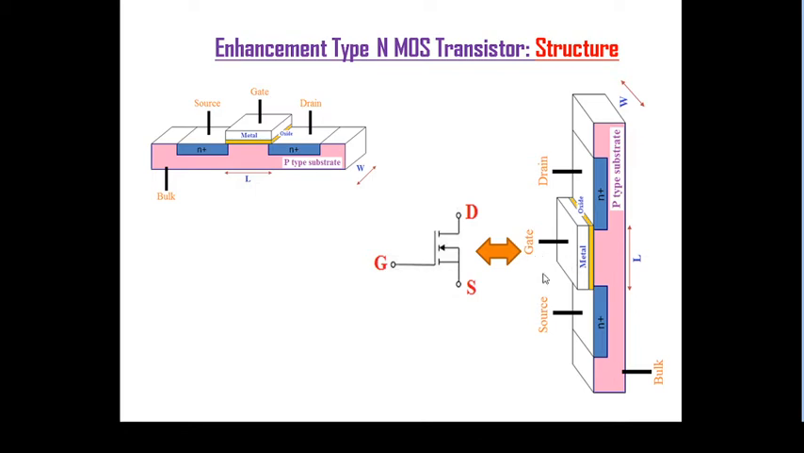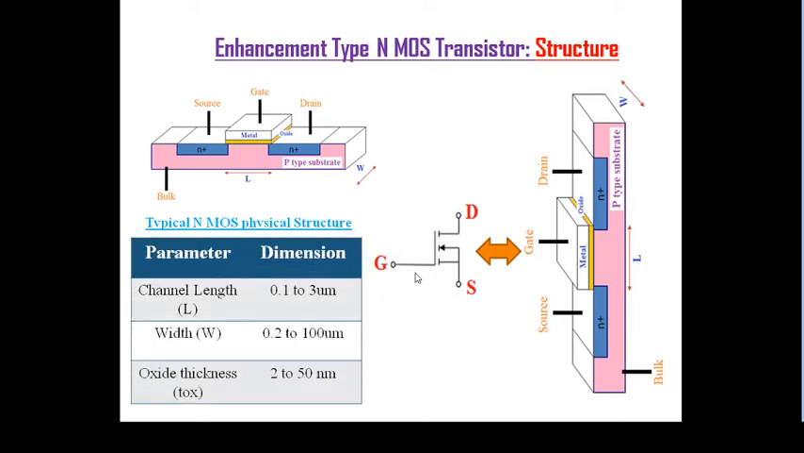How this is the absence of channel I will cover, along with more basics: what the broken line shows, what this gap signifies, and why the arrow is in this direction, not in that direction. That will also be covered. So, a typical NMOS structure, for our knowledge: channel length 0.1 to 3 micron, width 0.2 to 100 micron, oxide thickness 2 to 50 nanometer. This is the basic one, but a very older one.